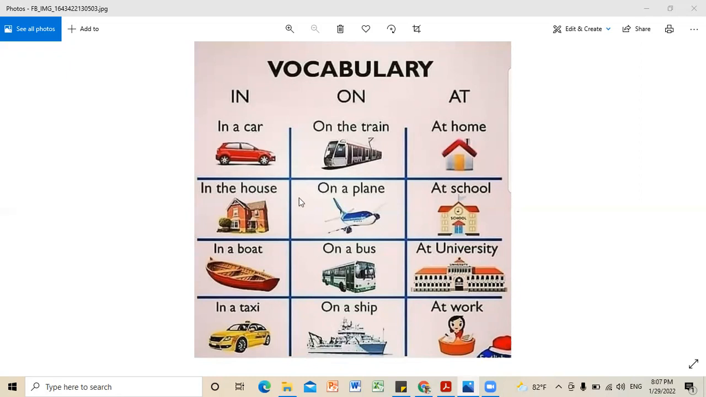So house means it is the building. But when it comes to home, it is where we have our family as well, right?